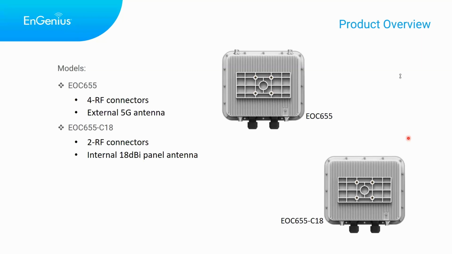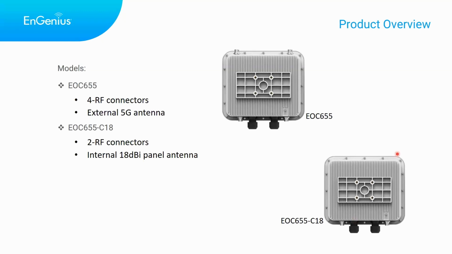What is the distance between the P2P links? For the EOC 655-C18, if you're going to use the internal included antenna, roughly maybe about 10 kilometers tops, I would say. But again, that depends on the noise and interference level in the area. So since this EOC 655-C18 still comes with a second radio, which you can include another antenna, maybe a dish type antenna or a panel type antenna with a small beam width, and you can use any high gain antenna that you need. So you can have that distance extend even further as well.